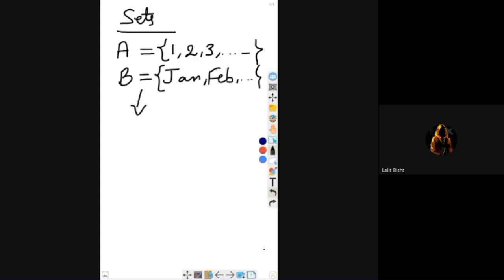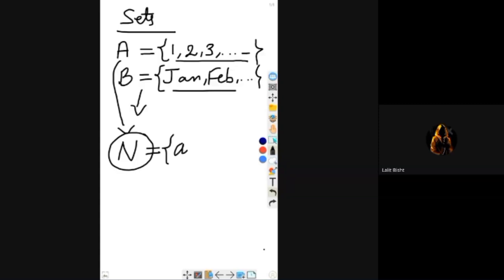This is the set of all the months of the year. This is the set of all the natural numbers. The set of all the natural numbers is denoted by capital N. Wherever capital N is written, you must understand that N is the set of all the natural numbers.